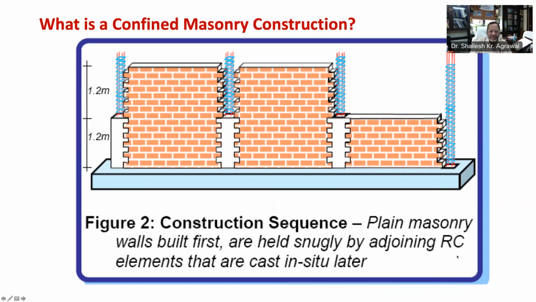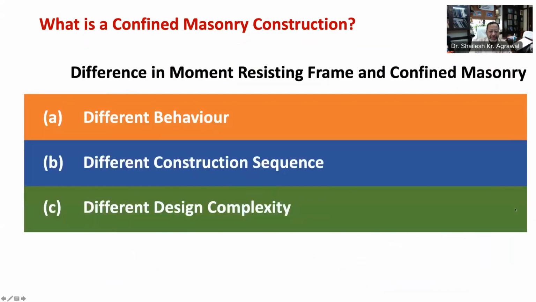Now let's understand how confined masonry is different from moment resisting frames with unreinforced masonry infills. Confined masonry houses are substantially different from RCC moment resisting frames with masonry infills, even though both technologies use the same constituent structural materials, that is, concrete and masonry, and have similar appearance when the buildings are constructed. Let me elaborate these differences through these three things. First is different behavior.